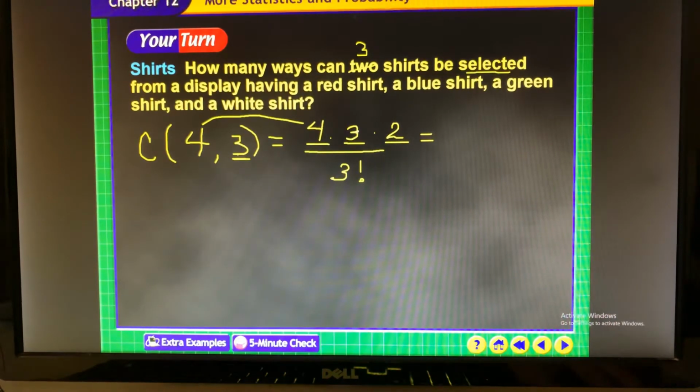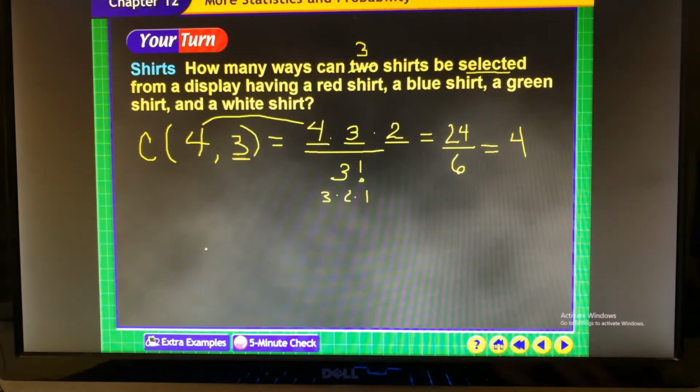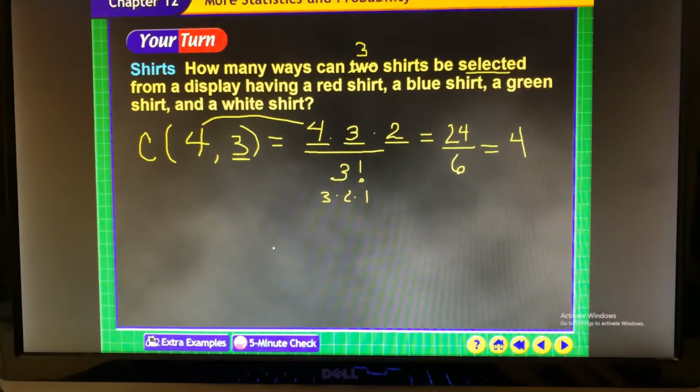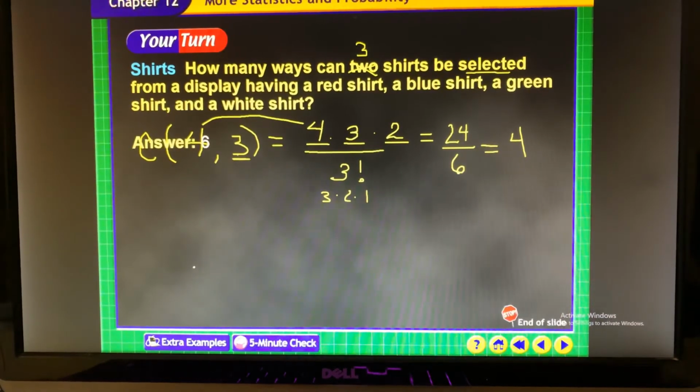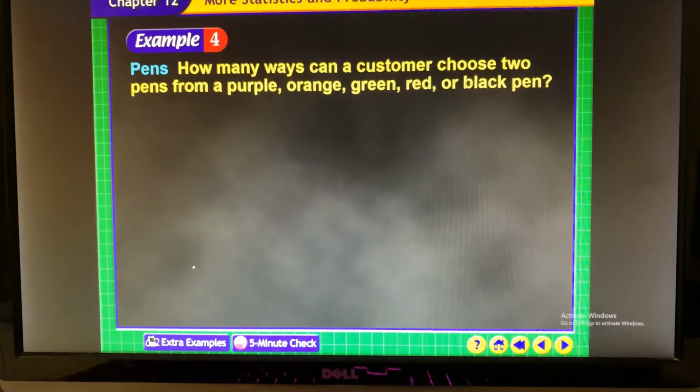So 4 times 3 is 12. 12 times 2 is 24. And then 3 factorial, remember, is 3 times 2 times 1, which is 6. And so there are 4, in this case, different ways. Now remember, when I show you the answer here, it's going to be different because I changed it from 2 to 3. So make sure you really pause and look at what I just did there. This is why I changed the 2.